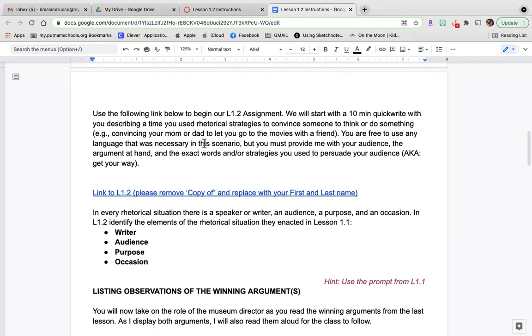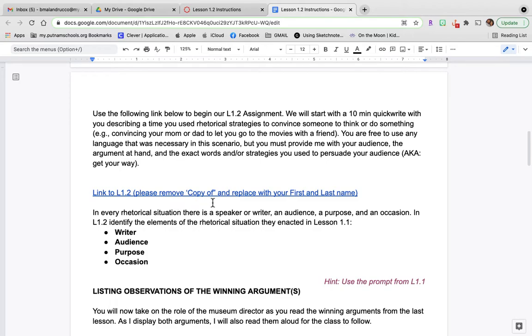Using the following link below to begin our L1.2 assignment, we will start with a 10-minute quick write with you describing a time you used rhetorical strategies to convince someone to think or do something. Convincing your mom or dad to let you go to the movies with a friend is just one example. You are free to use any language that was necessary in this scenario, but you must provide me with your audience, the argument at hand, and the exact words and or strategies you use to persuade your audience, also known as getting your way. So, here is the link to 1.2.